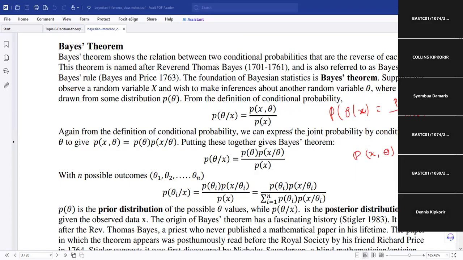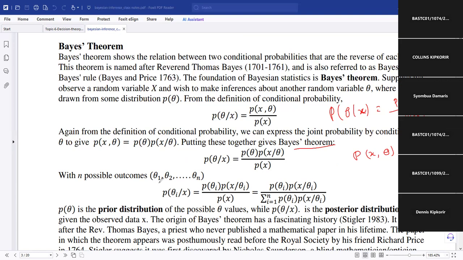So we are saying that, using conditional probability, we can express the joint probability by conditioning on theta. The probability of x and theta is equal to the probability of theta multiplied by the probability of x given theta. Putting these together gives the Bayes theorem: the probability of theta given x is equal to the probability of theta multiplied by the probability of x given theta, divided by the probability of x.